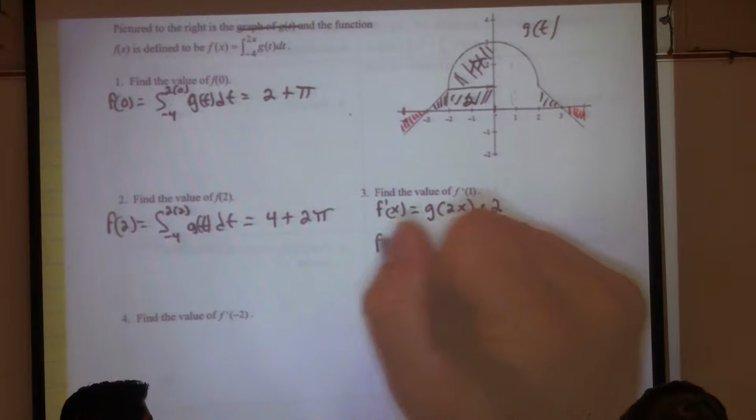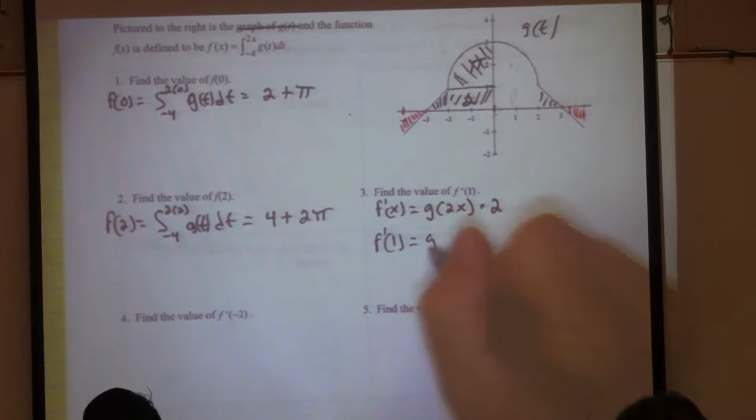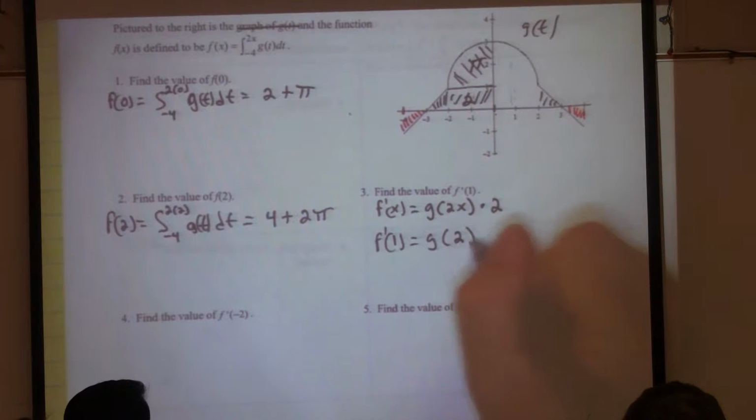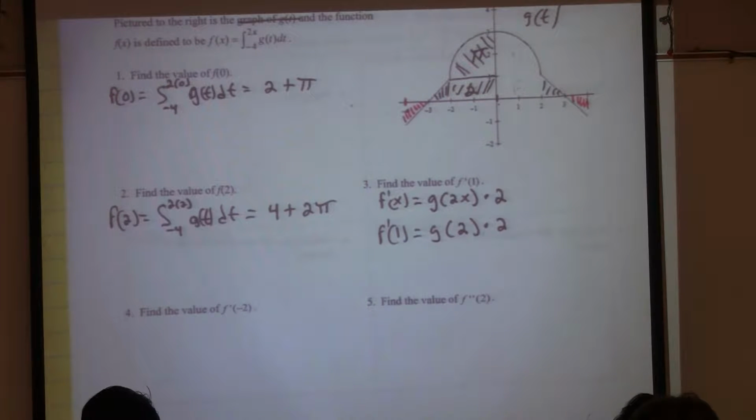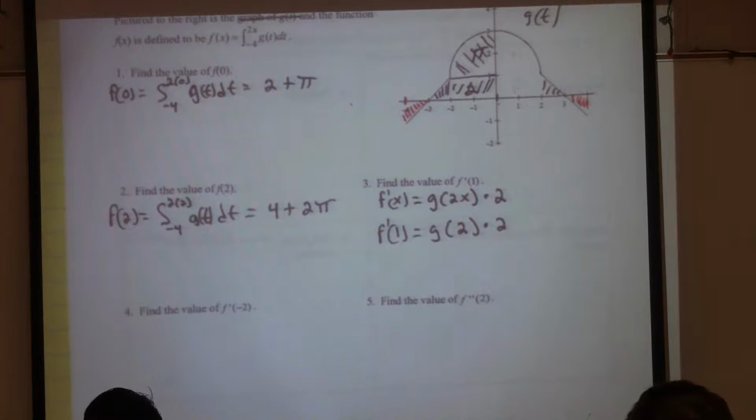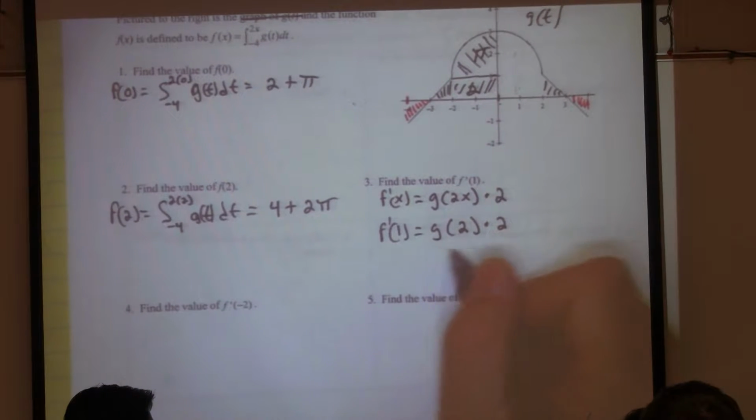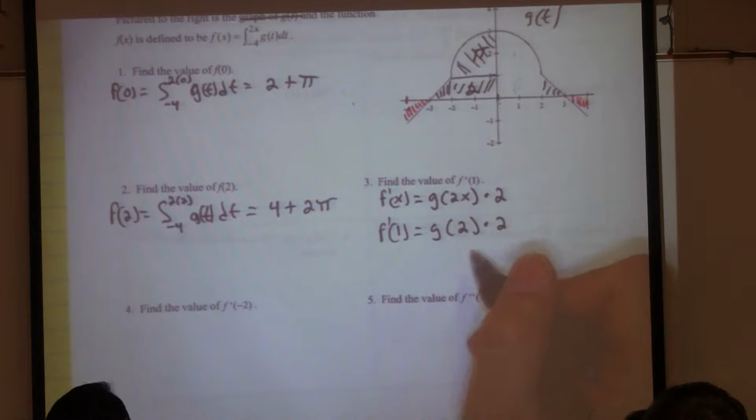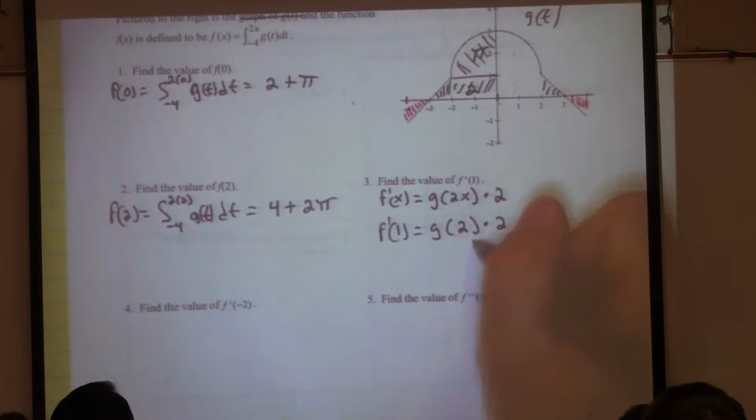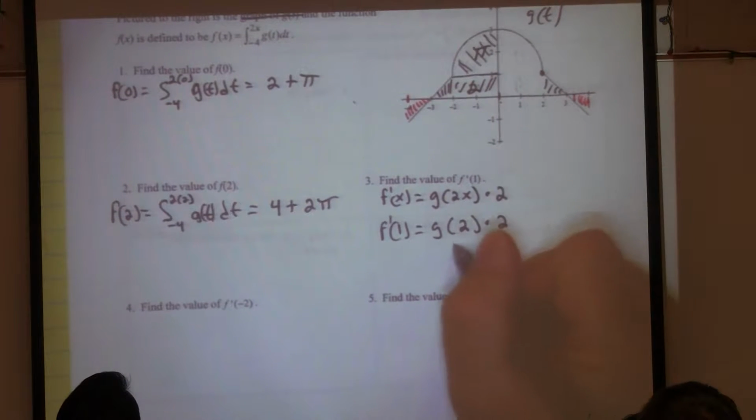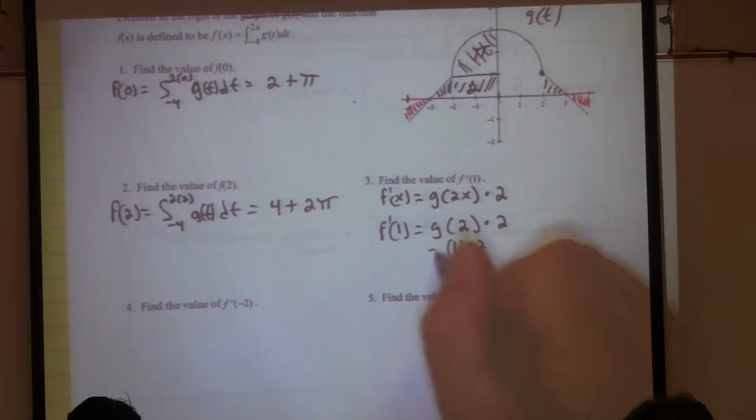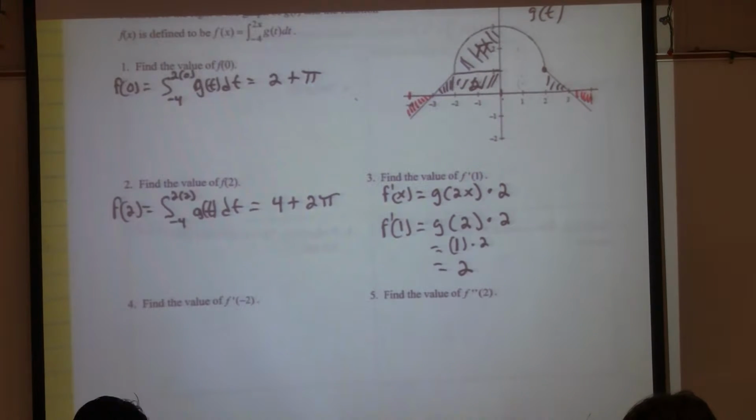Alright, so now we can find f prime at 1. That's going to be g of 2 times 2. I did the 2 times 1 in my head. Are we okay? Yes? You're not going to freak out and be like, where'd you get that 2? Okay, so what would g of 2 be? How would I get g of 2? I just go to the graph and now I'm looking for a function value, right? So at 2 it's 1. So this is really 1 times 2, which equals 2. Again, you can do that part in your head.